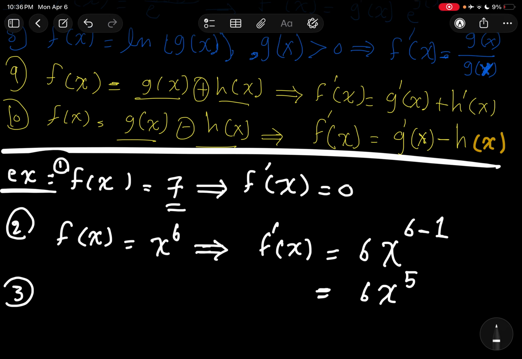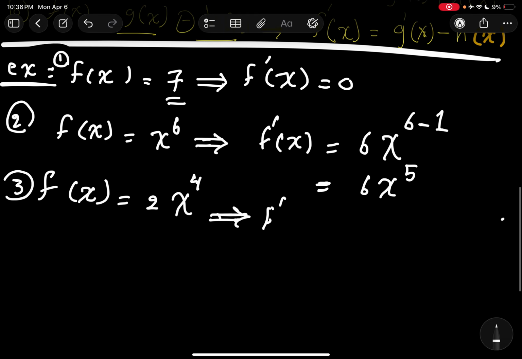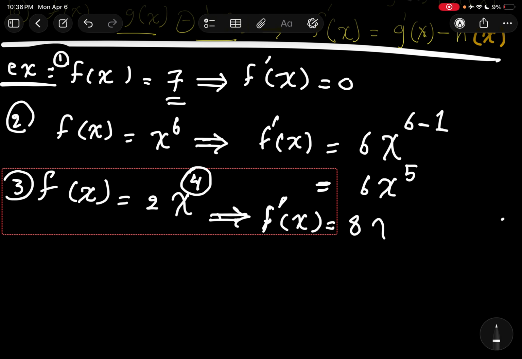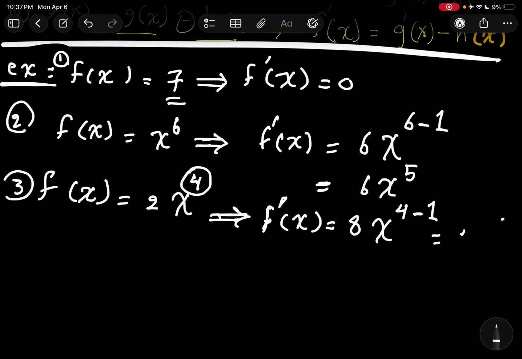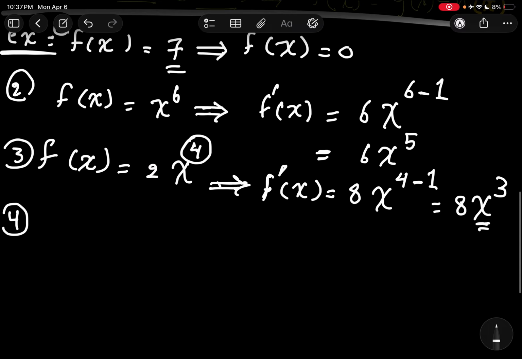Third question, we have f of x equal 2x to the 4th. How can I find f prime of x? F prime of x equals, put the exponent down, 2 times 4, 8, x, and then subtract 1 from the exponent. It will be 8x to the 3rd power, 8 times x to the 3rd power. Please read it well, because most of the students cannot read the exponent correctly.